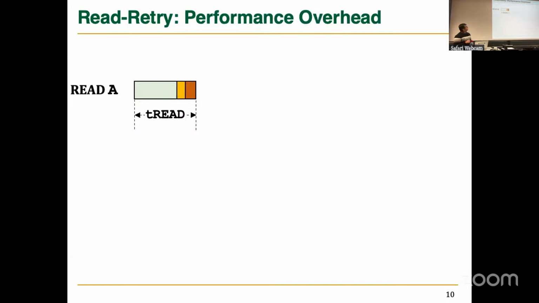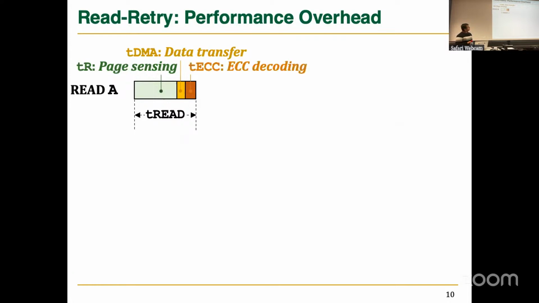Now we look at the performance overhead of read-retry. In a typical read, you find tR, which is the page sensing. Then you have the DMA, because you need to transfer the data from the flash chip to the SSD controller. Then the ECC decoding also happens. These are the three steps that typically happen in a read operation. If you have errors in this page, let's say 32 errors, it's still less than the correction capability of the ECC engine, which is let's say 72 in the paper.